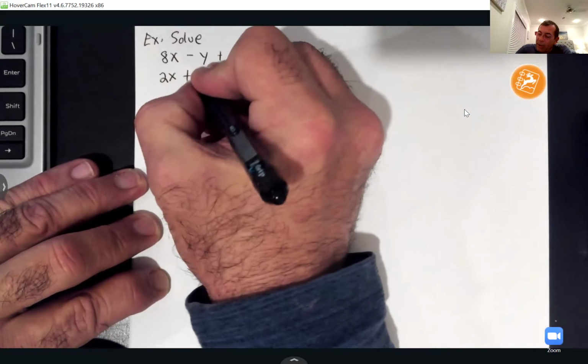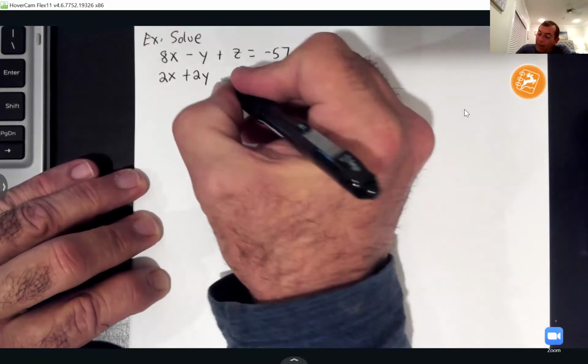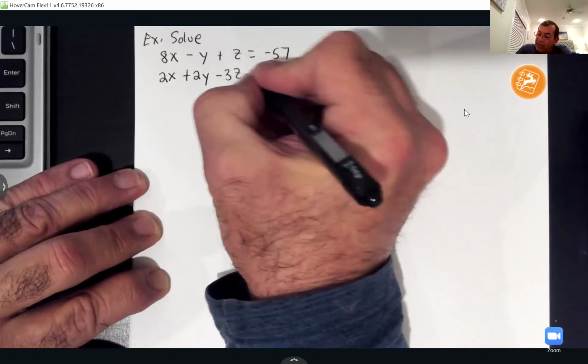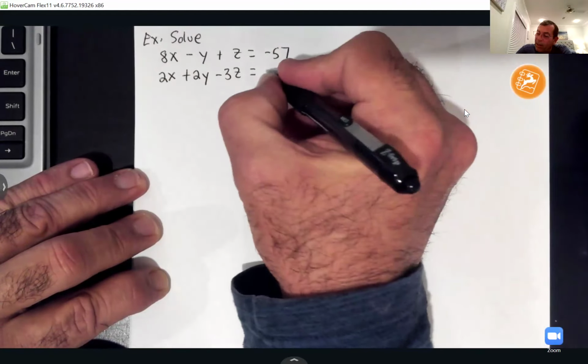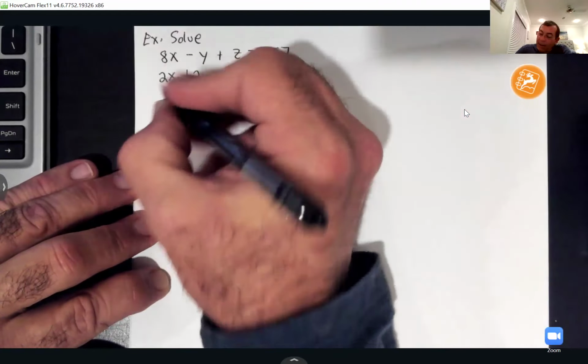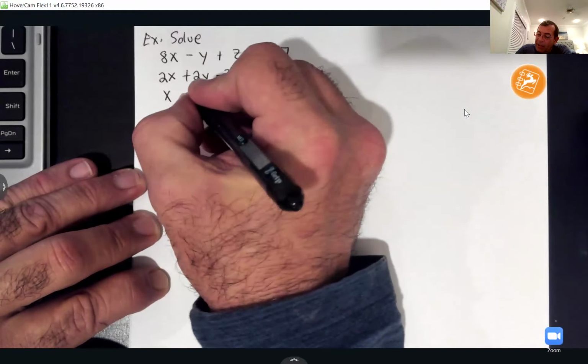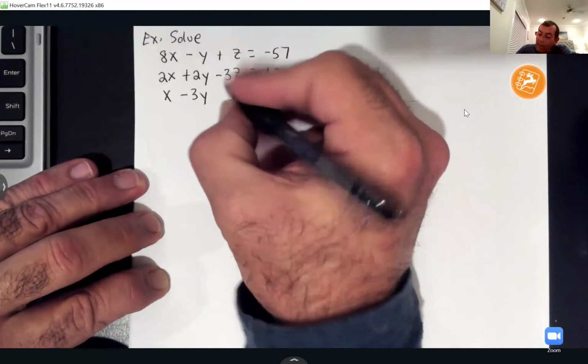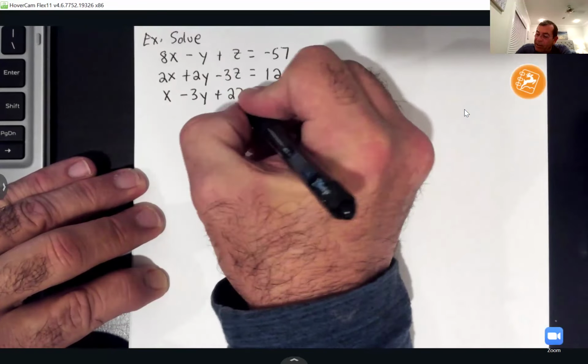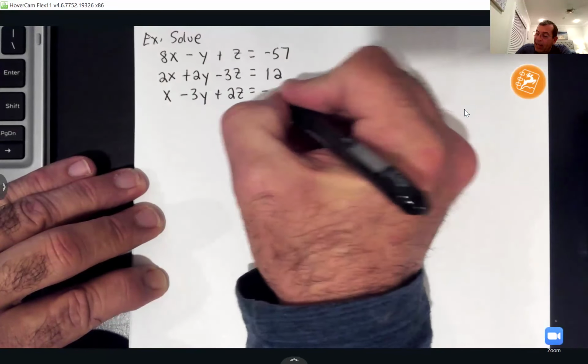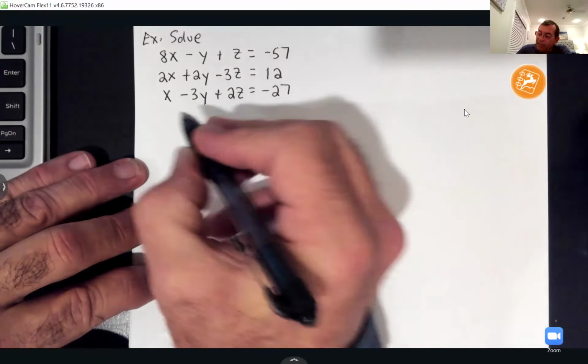2x plus 2y minus 3z equals 12. And then an x minus 3y plus 2z equals a -27.